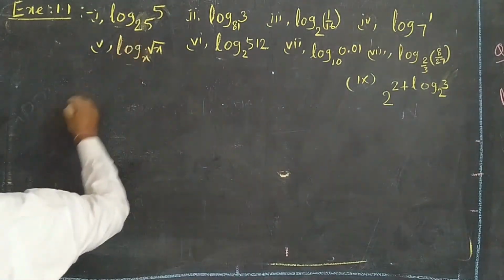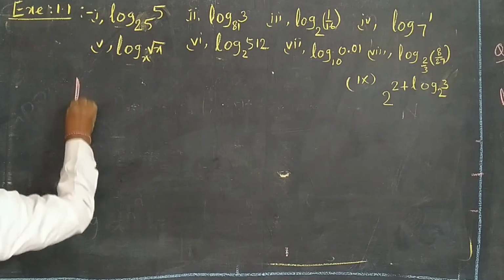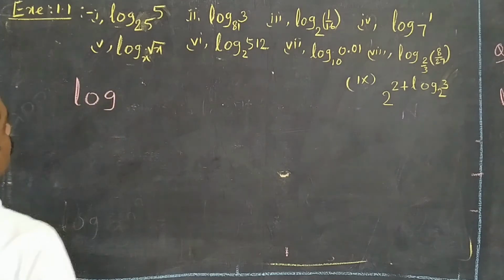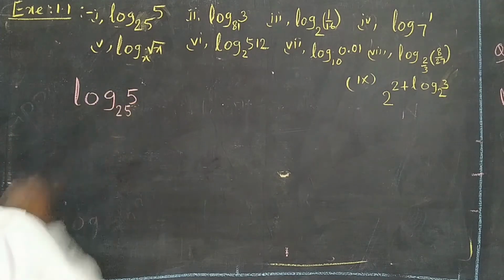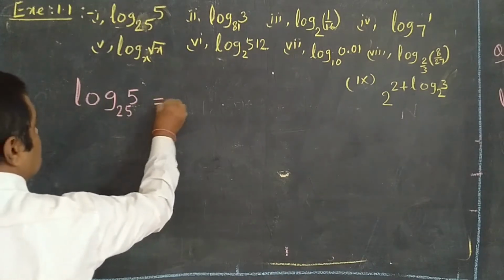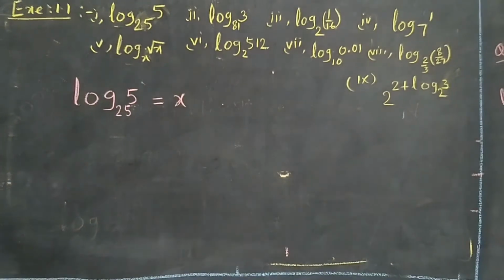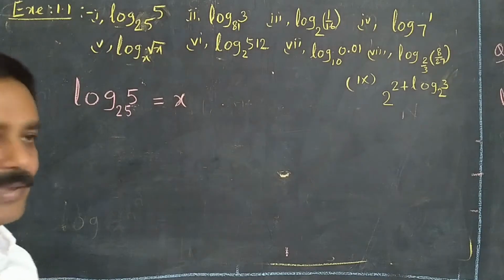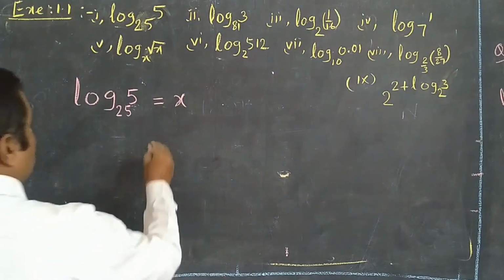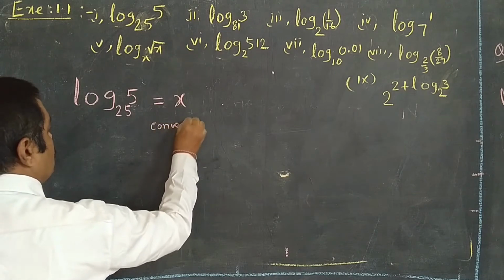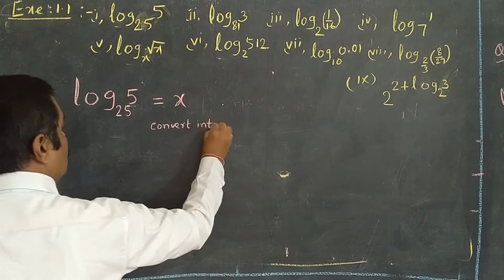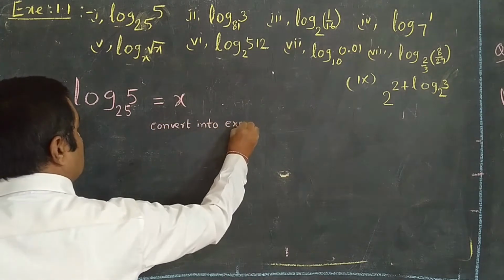So first question, log 5 base 25. You have to take it equal to x. The value of this total you have to take as x. Convert it to exponential form.